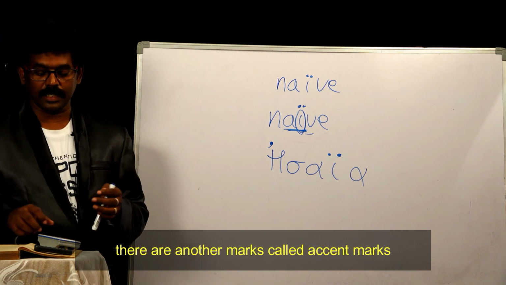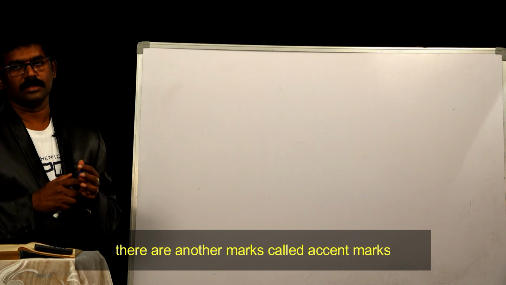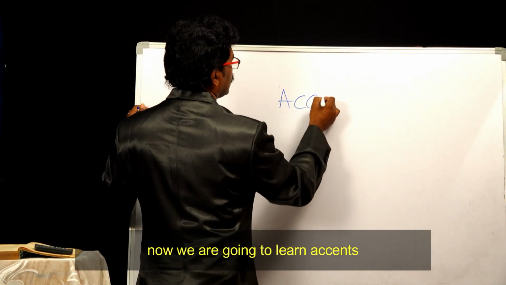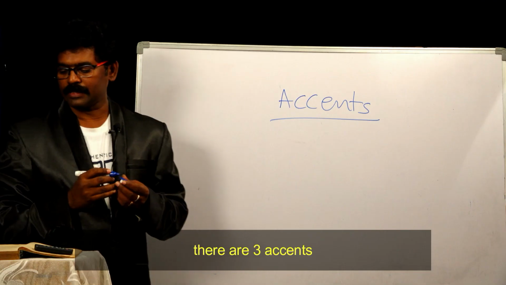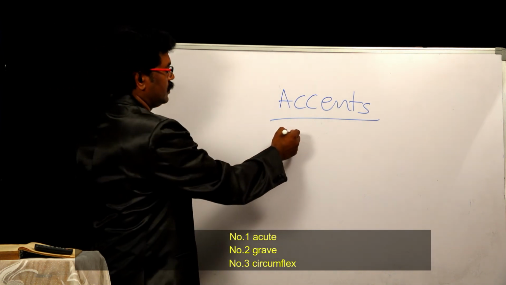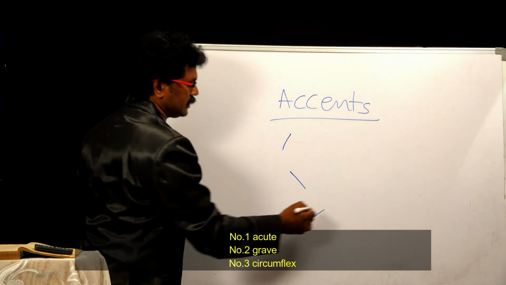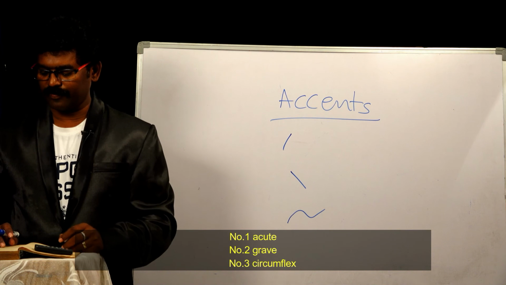Then there are other marks, called accent marks. Now we are going to learn accents. There are three accents. Number one, acute. Number two, grave. Number three, circumflex. Acute, grave, circumflex.